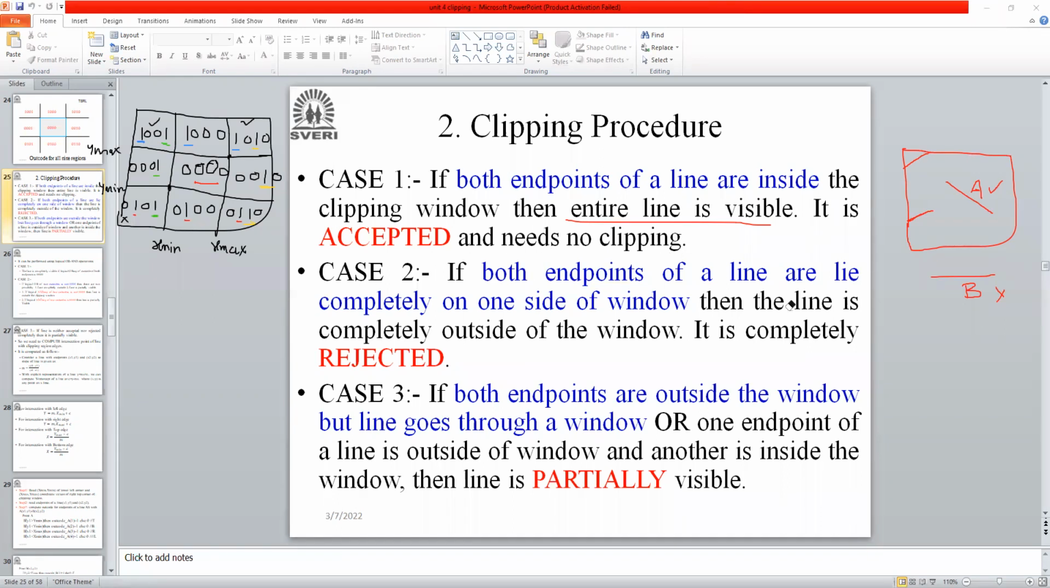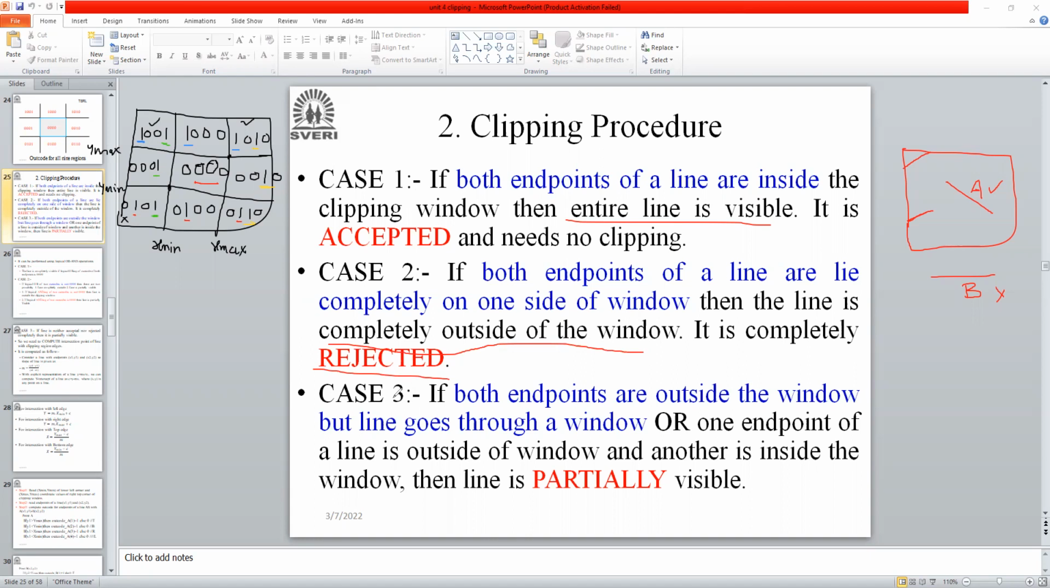Case number 2 is for this line B. If both endpoints are completely on one side of the window, then also we don't require clipping. The line is totally rejected as it is completely outside. So it is completely outside the window and hence rejected. So no clipping is required here also.